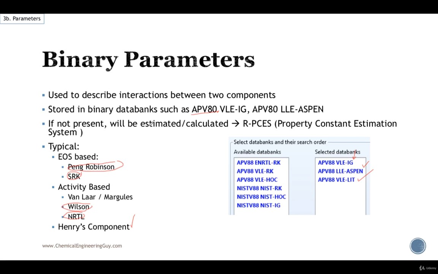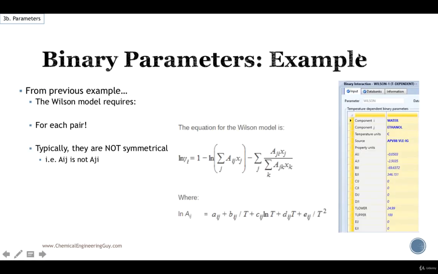If they are not present, you can choose to estimate or calculate them via the property constant estimation system, which is what Aspen does. You need to get those via estimation. We're going to cover that in the estimation section, or property estimation. So let's check out what a binary parameter is.